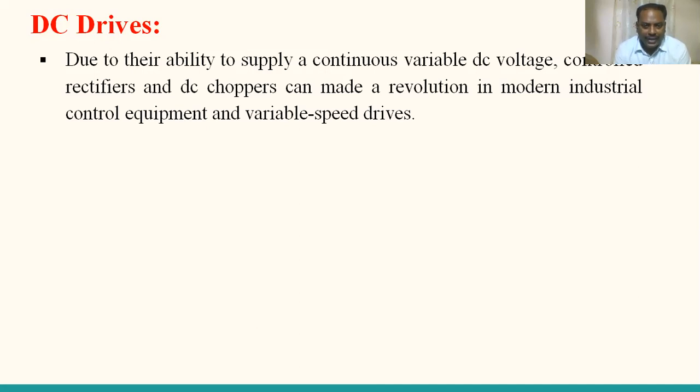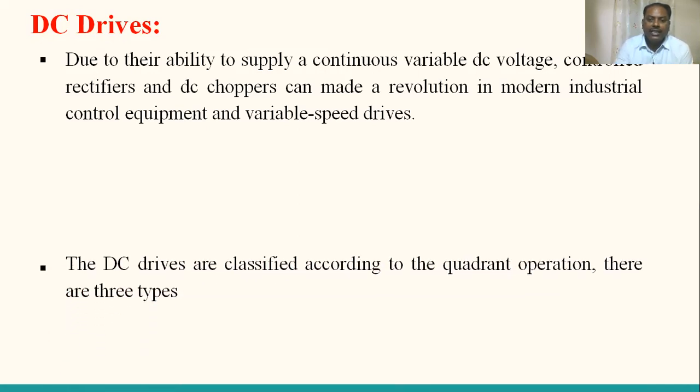So there are two major controllers, converters. One is the rectifier, another one is the chopper. A rectifier converts AC into DC, a chopper converts DC into DC. Those two have the ability to give a continuous variable DC voltage. This continuous variable DC voltage will change the speed of the DC motors. Those two made a great revolution in modern industrial control equipment as well as variable speed drives.